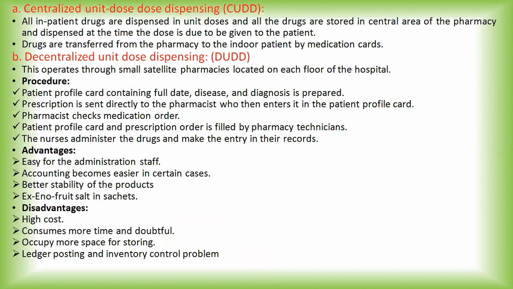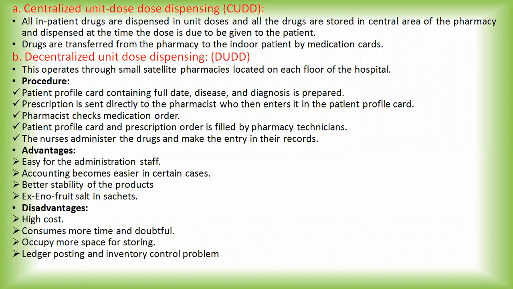So the first category under the unit dose dispensing system is centralized unit dose dispensing, CUDD. All inpatient drugs are dispensed in unit dose and all the drugs are stored in a central area of the pharmacy and dispensed at the time the dose is to be given to the patient. So simply, centralized unit dose dispensing: all inpatient drugs are dispensed in unit dose from the central area of the pharmacy, at the time when the drug has to be given to the patient.